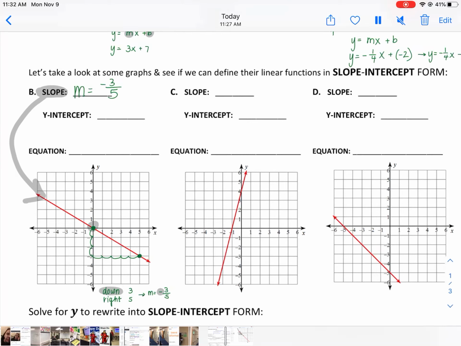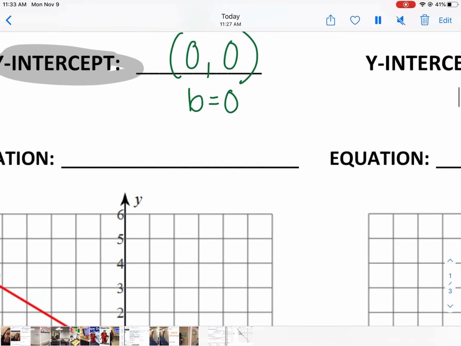We're going to look where that y-intercept crosses at the y-axis. That is at 0, comma 0. Therefore, we know that b is equal to 0. And we're going to write the equation y equals negative 3/5 x plus 0.